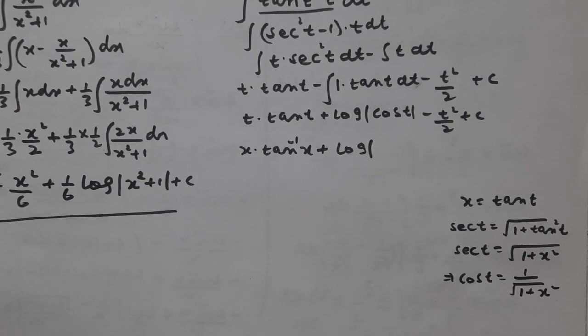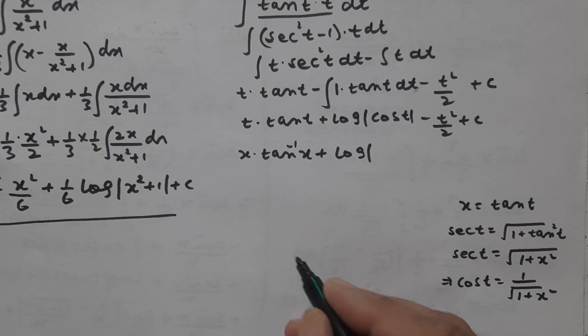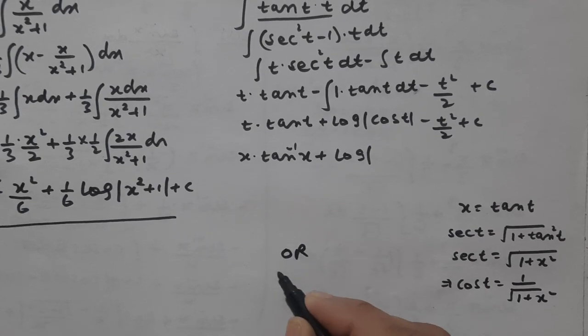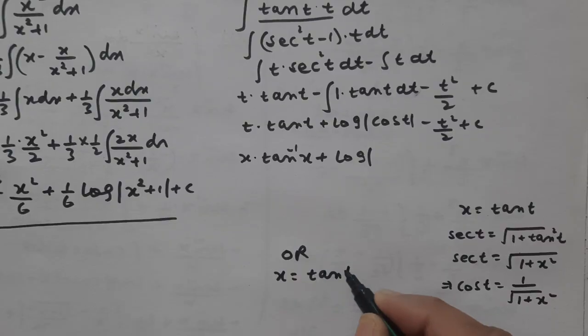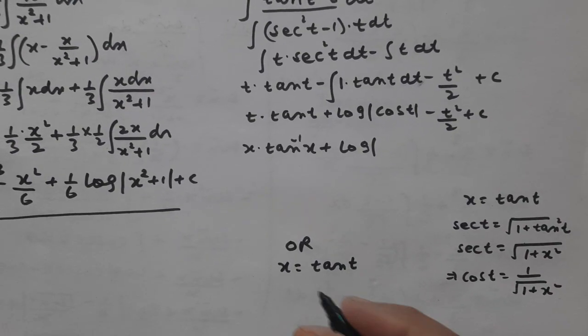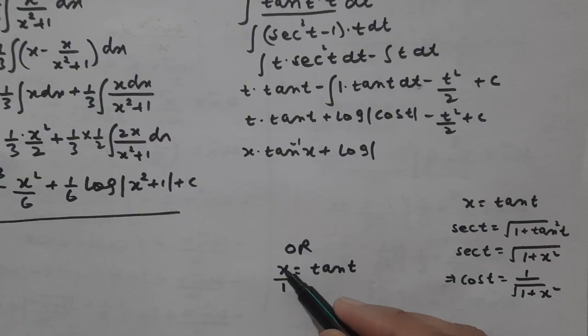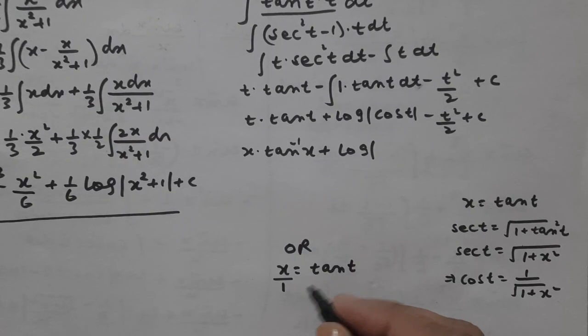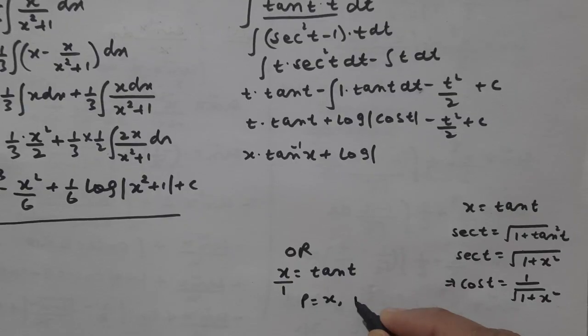This is the method to find out the value of cos t from tangent t, as we have done in class 9th, 10th. So this is the ratio of x upon 1. Tangent t is the ratio of x upon 1, means p equal to x and b equal to 1.